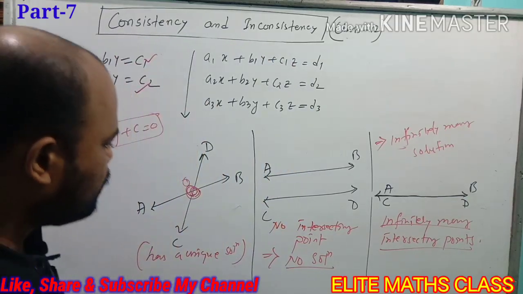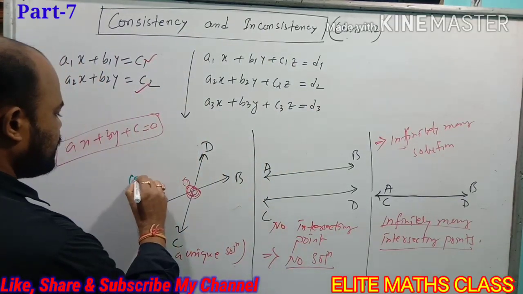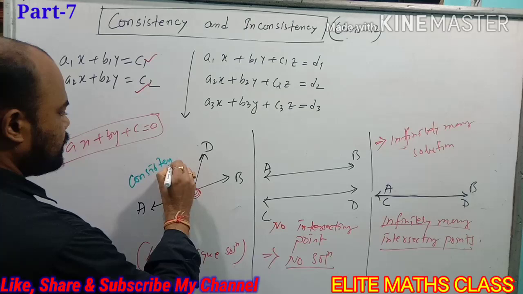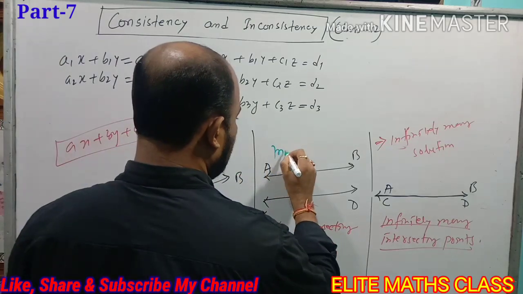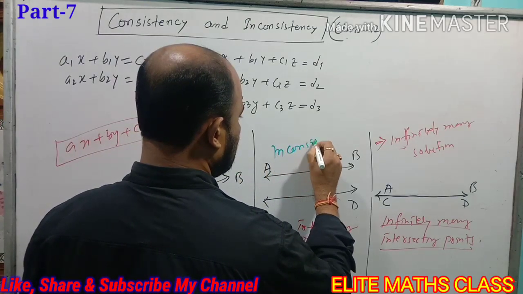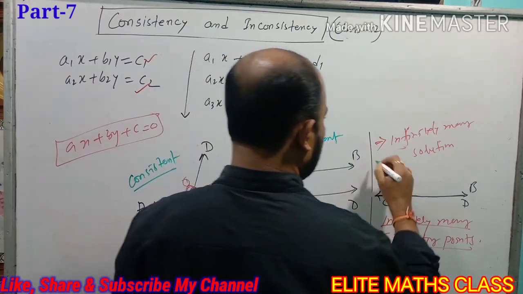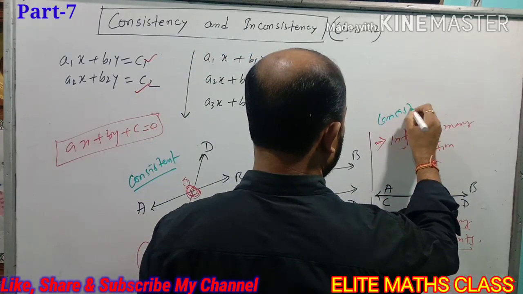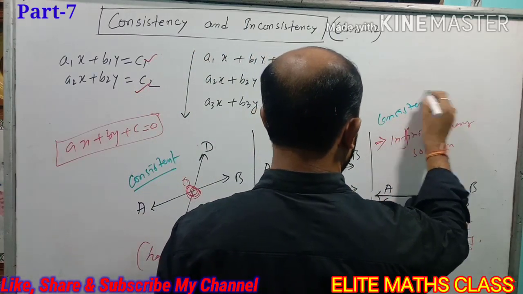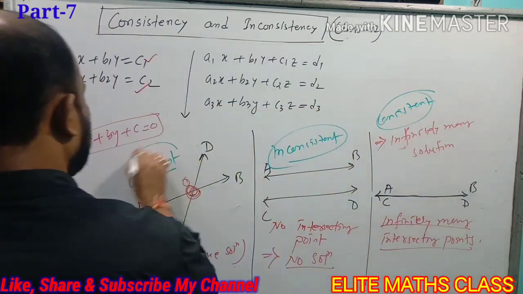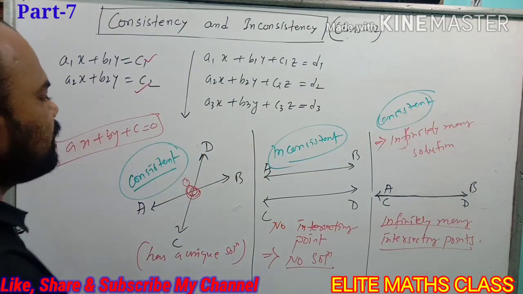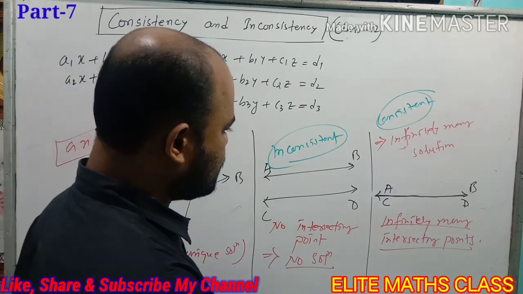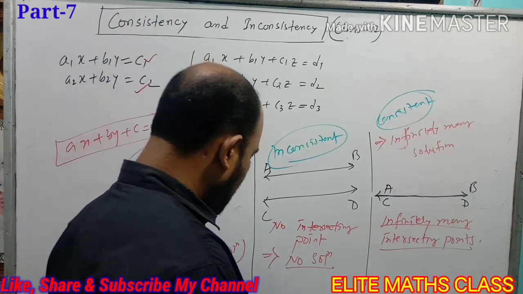So in these two cases, the system is consistent. Here, no solution means inconsistent. Here also, infinitely many solutions means the system is consistent. So these are the three cases. Geometrically also we can find whether the system is consistent or inconsistent.